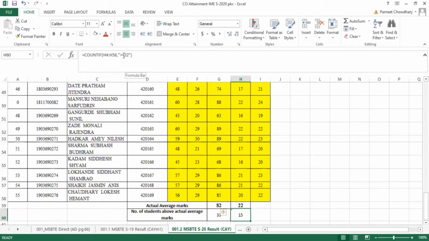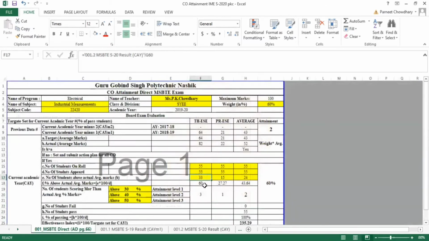You just have to change this value of marks. So here you will just enter whatever average you are getting. I am getting 82, so I have entered 82. For practical I am getting 22, I have entered 22. You will just alter that and the formula will get applied and the value will be dragged here. So this value you can see it is coming from the backup sheet 001.2.